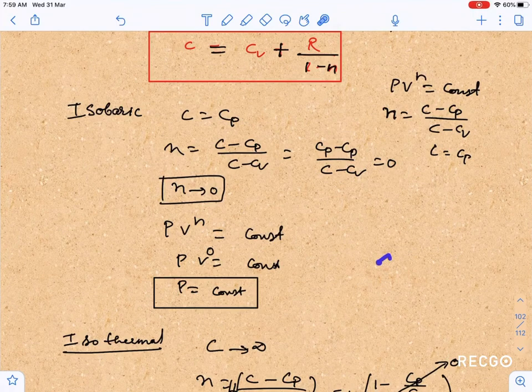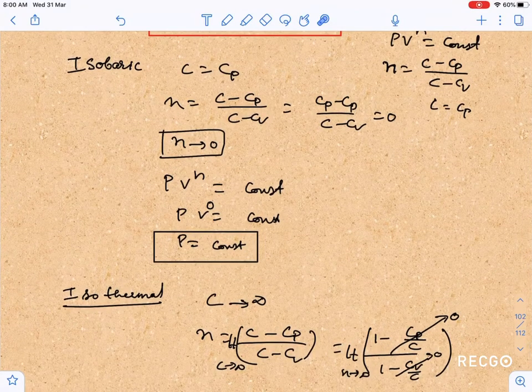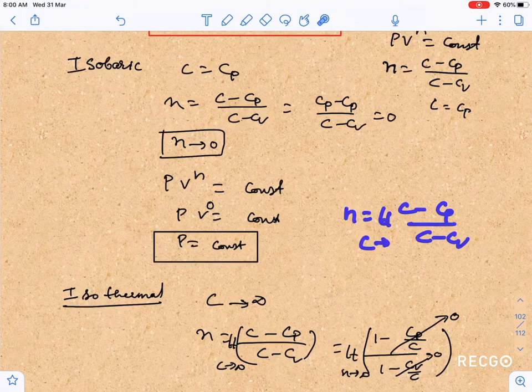Now guys, if C tending to infinity, what you will see is that you can write n is equal to C minus Cp upon C minus Cv, limit C tends to infinity.